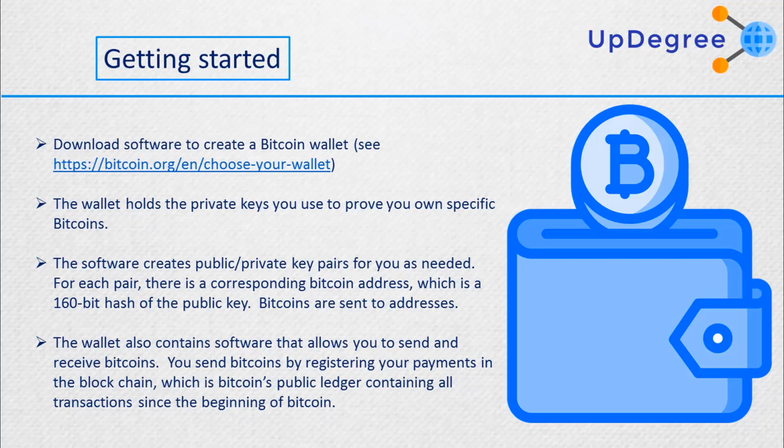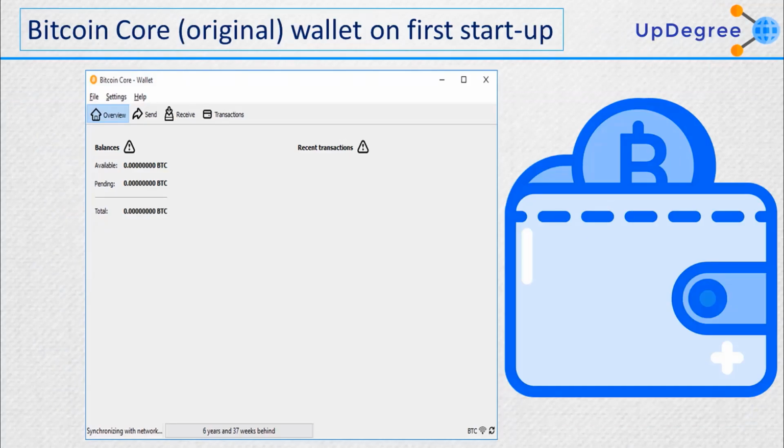The reason you do this is so you can register your payments in the blockchain, which is basically the Bitcoin public ledger, containing all the transactions since the beginning of Bitcoin. So this is how you can get started. You can download the wallet.